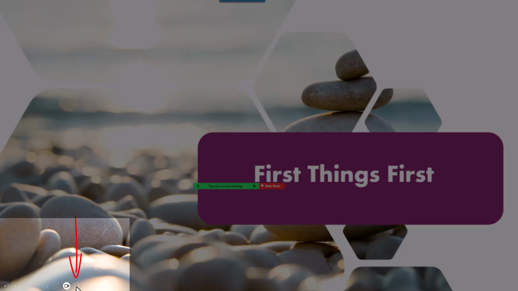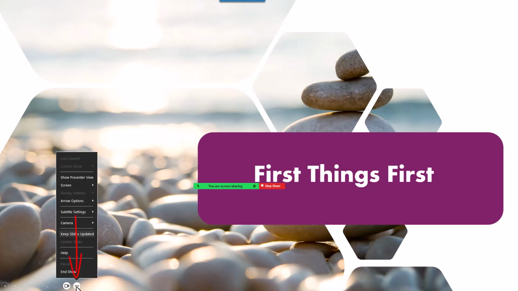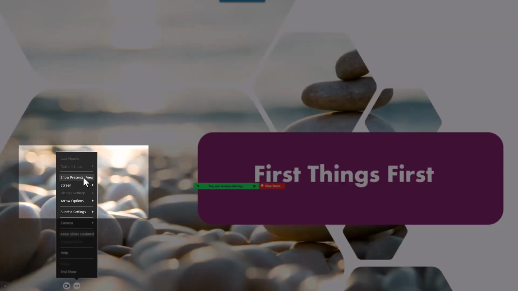You're going to see 3 dots, bottom left side, give that a click. And you want to select show presenter view.